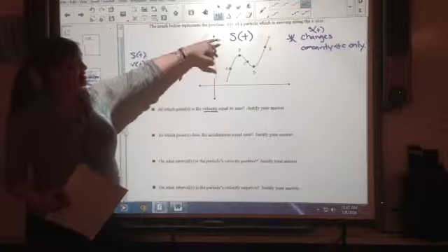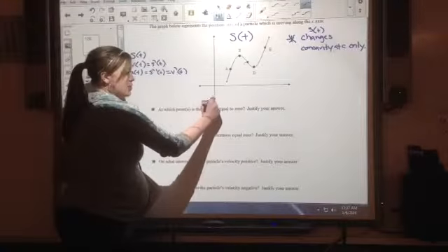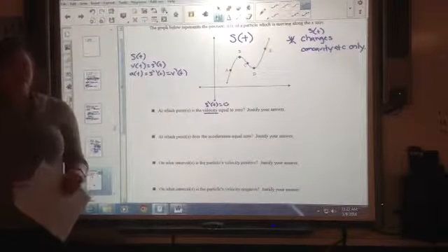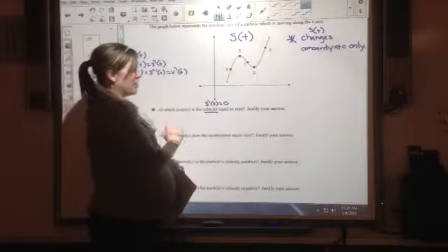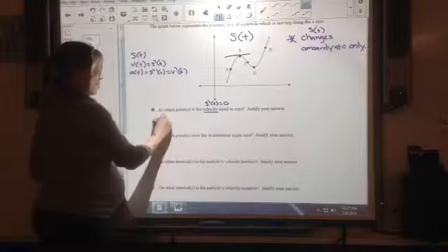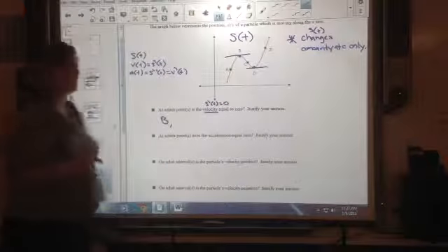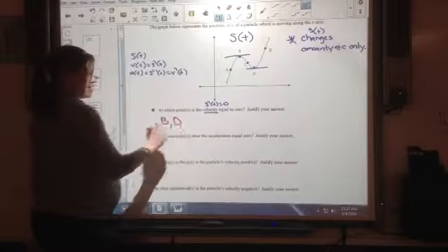So on this one, if this is my position function, I really want to know when is S prime of t equal to 0. S prime of t, that's when we have horizontal tangents. Look at this graph, think about when there's horizontal tangents. I see one at B. I see one at D. So two horizontal tangents at B and at D.